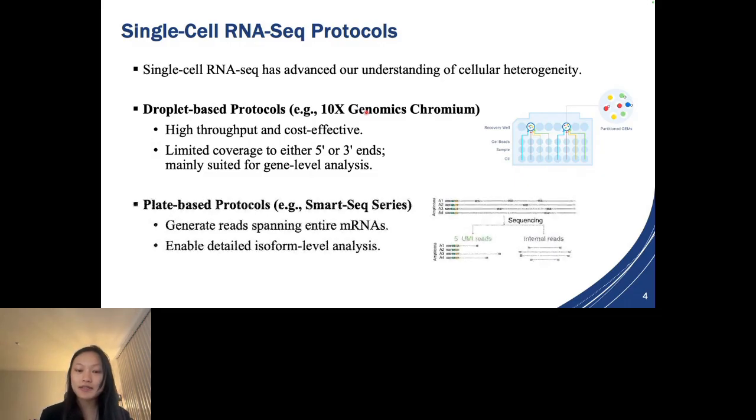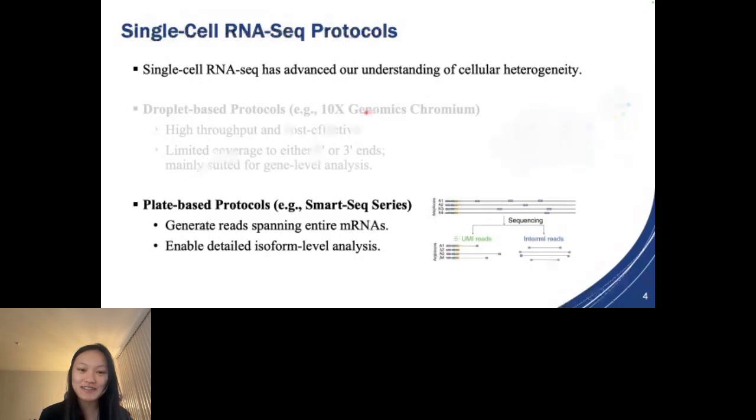Second, we have plate-based protocols like the Smart-seq series. While often low throughput, these methods aim to generate reads that cover the entire length of the mRNA molecules. This full-length coverage is exactly what we need for detailed isoform-level analysis, and therefore this is the type of data Beaver primarily targets. However, even with these powerful full-length protocols, single-cell RNA-seq data comes with its own unique set of challenges.